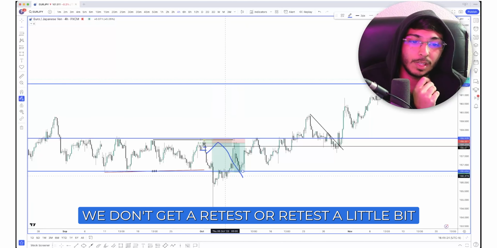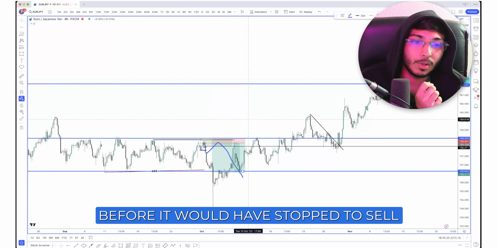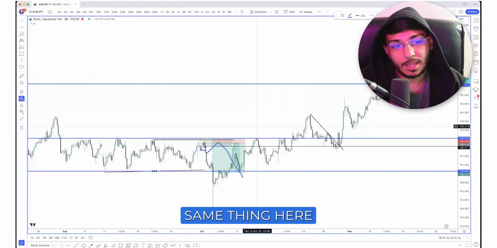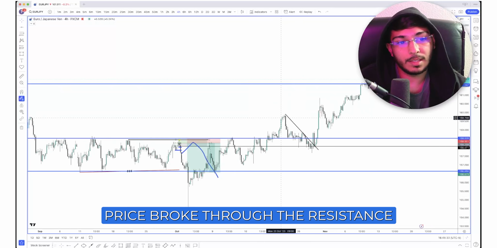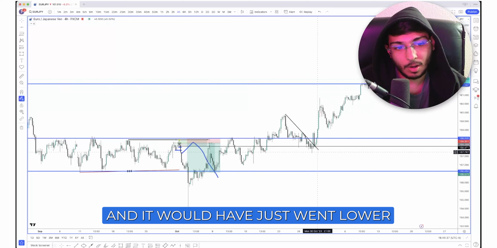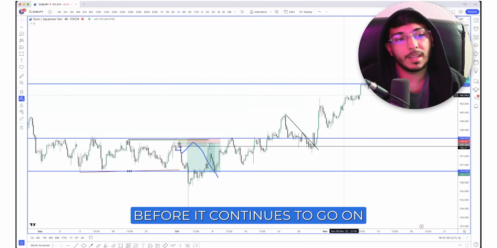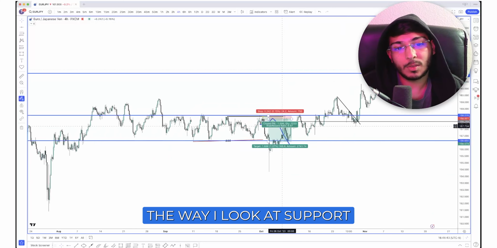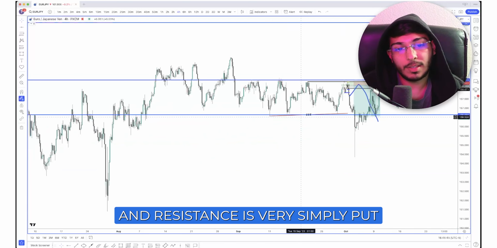It retests a little bit, goes into a wee bit of profit before it would have stopped us out. Same thing here. Price broke through the resistance and came back. I would have bought the retest and it would have just gone lower, potentially stopping me out before it continues to go on. The way I look at support and resistance is very simply put.